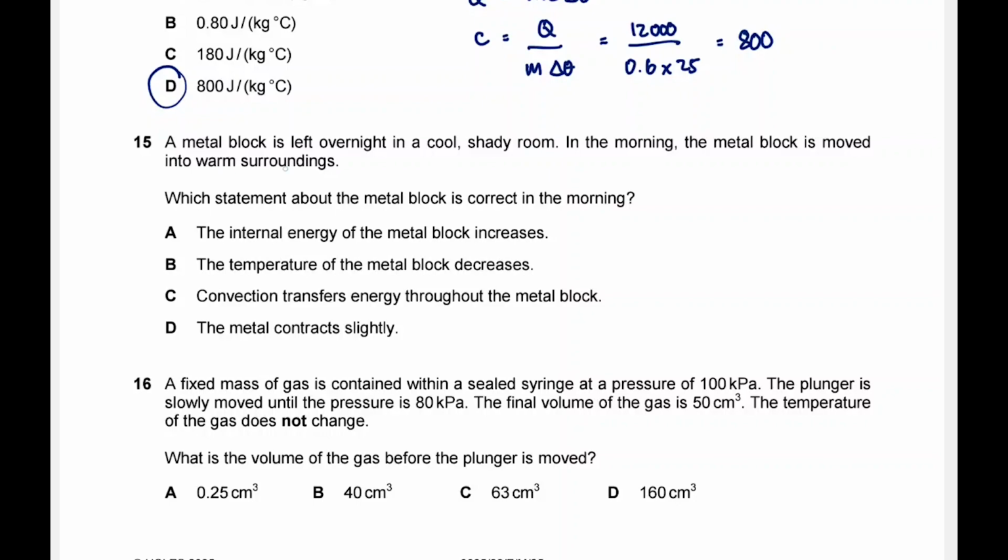15. A metal block is left overnight in a cool, shady room. In the morning, the metal block is moved into warm surroundings. Which statement about the metal block is correct in the morning? So in the morning, the metal block is moved from cool to warm surrounding. So what will happen to the metal block? A, the internal energy of the metal block increases. Yes, correct, because it is being moved to a warmer surrounding.